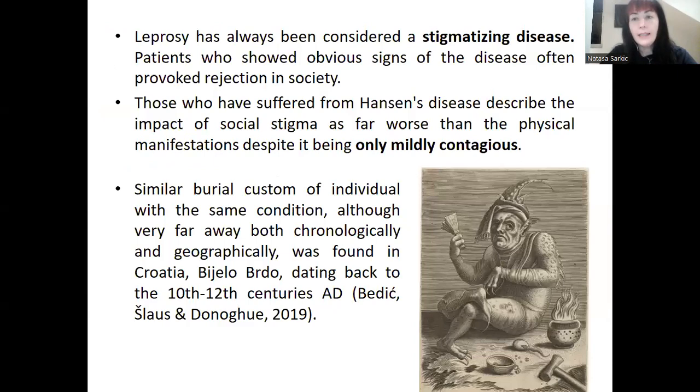And we know from historical record that leprosy has always been considered a stigmatizing disease. Patients who showed these obvious signs of disease were often provoking rejection in society. And those who suffered from Hansen disease, or leprosy, described the impact of social stigma as far worse than the physical manifestation, despite the disease being only mildly contagious. So there are diseases that are way more contagious, way more dangerous than leprosy, and still they are not provoking so much rejection as leprosy.